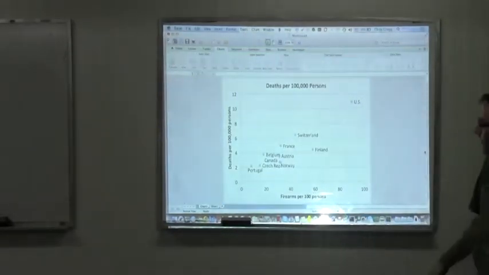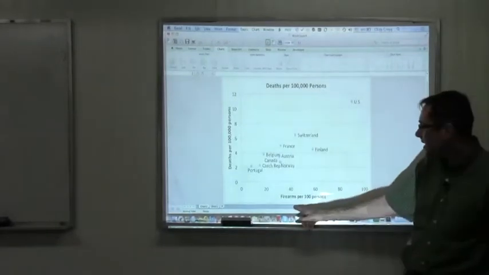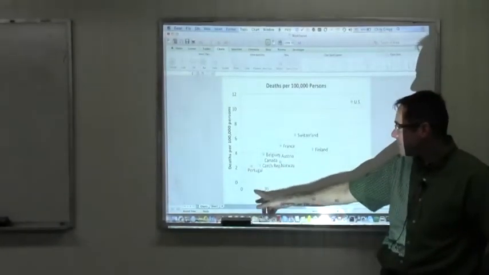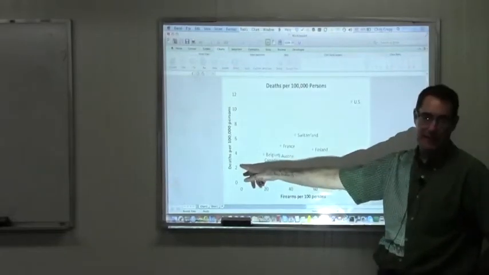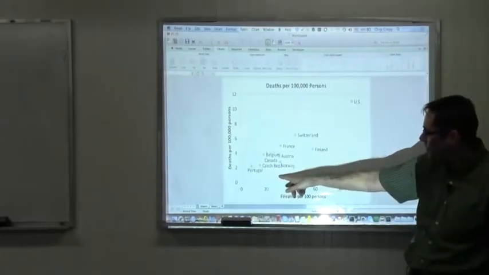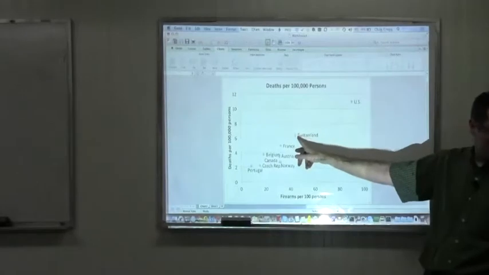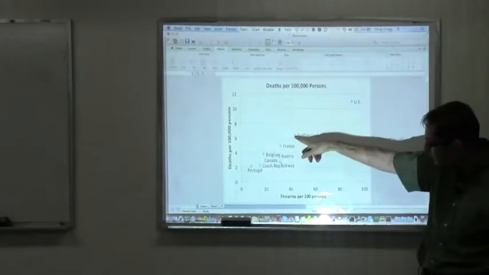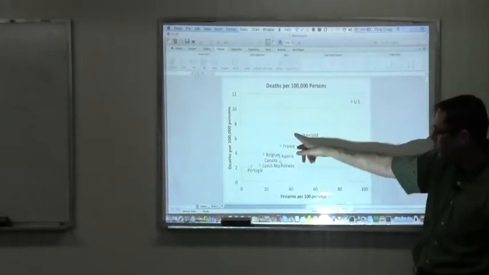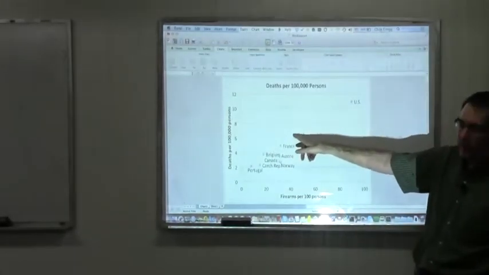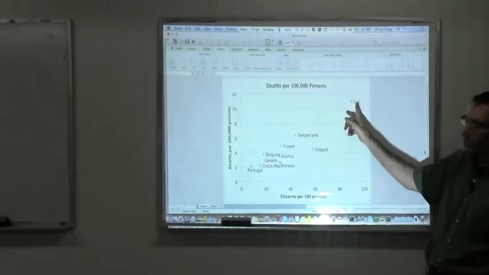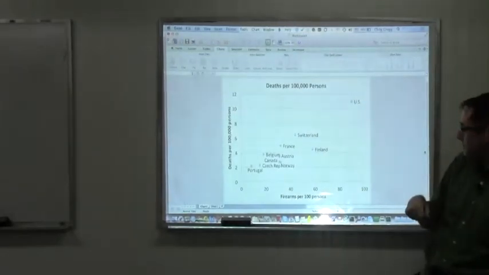Okay, so now, it looks like Portugal does not have many firearms per person, right? And they also don't have that many deaths per 100,000 people. Whereas Switzerland, the Swiss actually own a lot of handguns or guns. So for about 40 firearms per 100 persons, they have more like 6 deaths per 100,000 people. And of course, we're way up here, as you can imagine, okay?